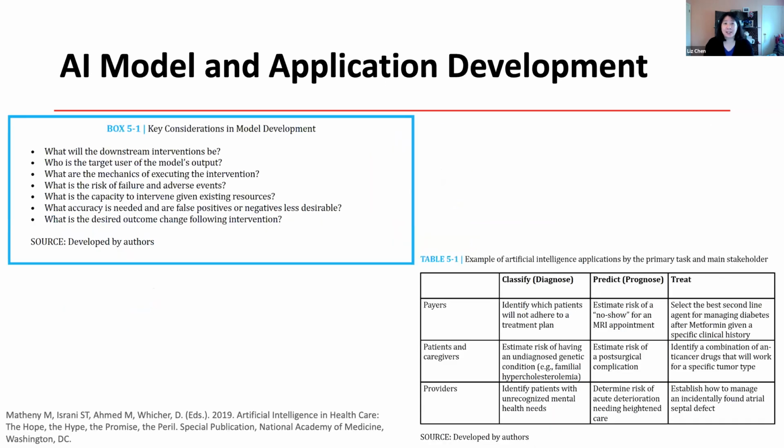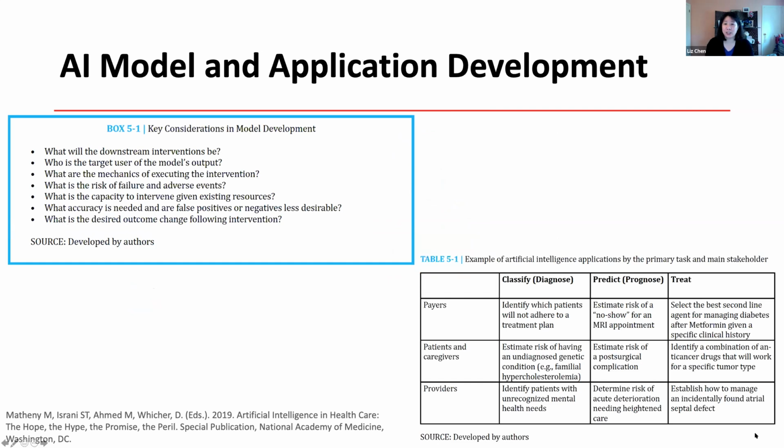Kind of getting to the next step. So, things to think about as you're engaging in development of AI models, and then the next step of putting into practice and application development. Here are some of the key considerations that they talk about in this report. Before you start these studies, what's the downstream intervention going to be?